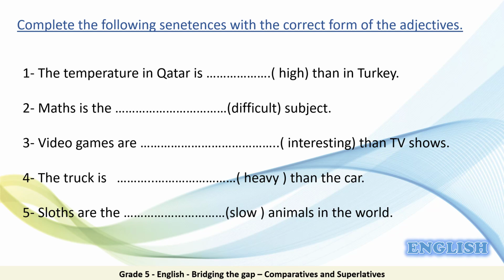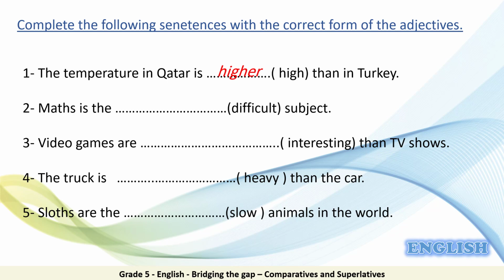Here we compare between two countries, Qatar and Turkey. So this is a comparative sentence. Let's look at the adjective high. Is it short or long? High. I think it's only one syllable. So it's a short adjective. So we just need to add er to the adjective high, higher. Now pause the video and do the rest.